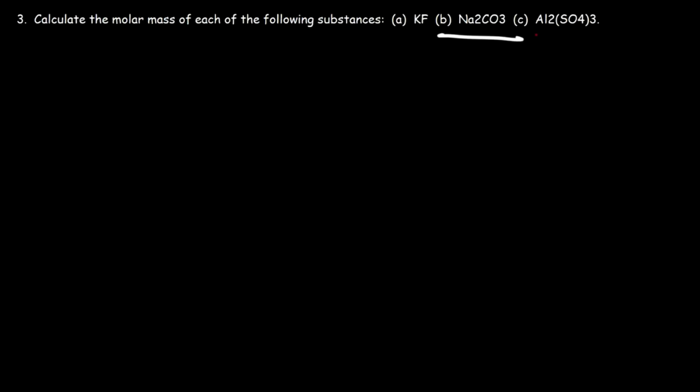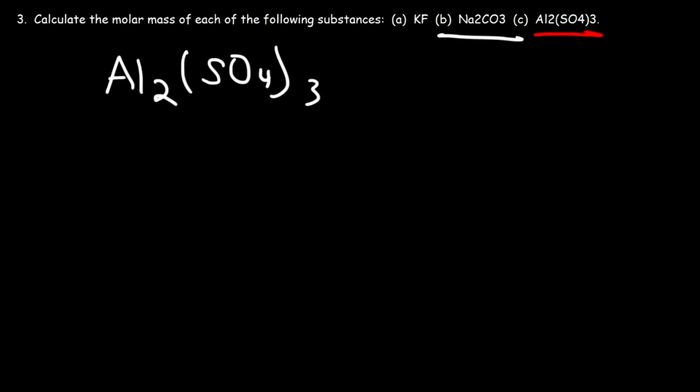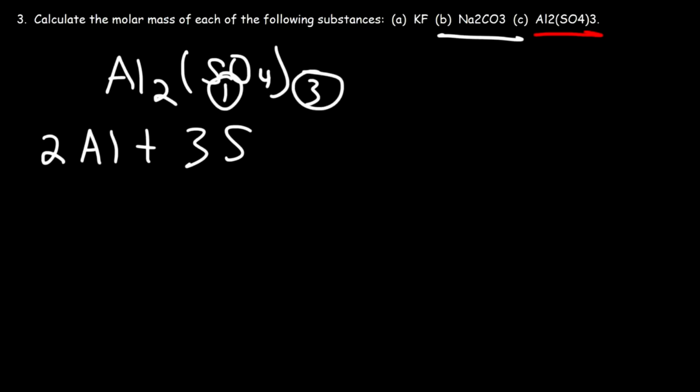Now let's move on to part C. What is the molar mass of aluminum sulfate? I'm just going to rewrite the chemical formula so you can see it more clearly. In this formula, we have 2 aluminum atoms. We have 3 sulfur atoms. There is an invisible 1 here if you don't see it. If it's not there, it's assumed to be 1. So it's basically 1 times this subscript of 3, and that gives us 3 sulfur atoms.